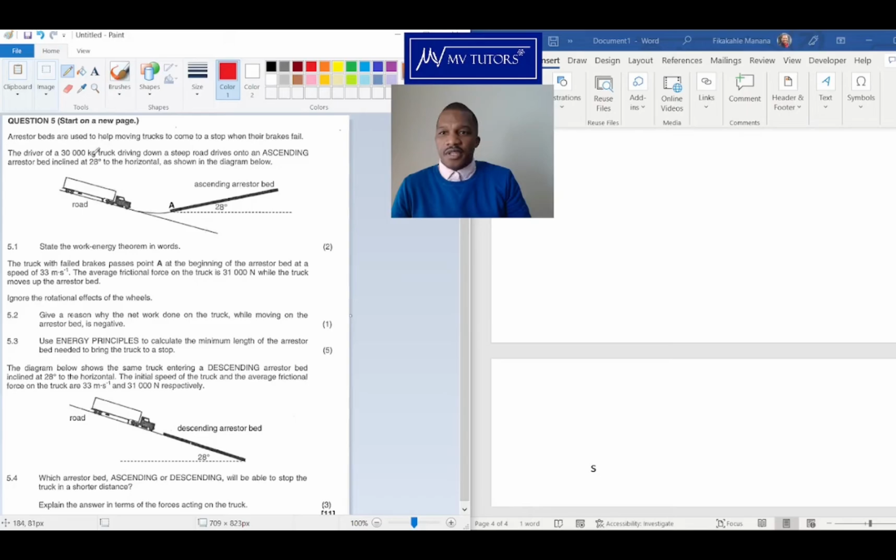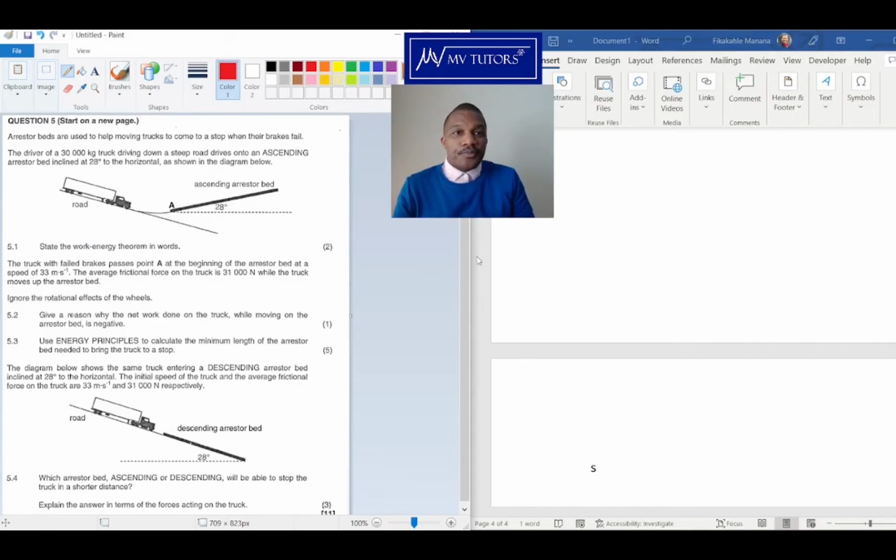The driver of a 30,000 kilogram truck driving down a steep road drives onto an ascending arrestor bed inclined at 28 degrees to the horizontal, as shown in the diagram below. There we go. It's coming down. It needs to slow down. There is an ascending arrestor bed there. So the first question says, state the work-energy theorem in words.